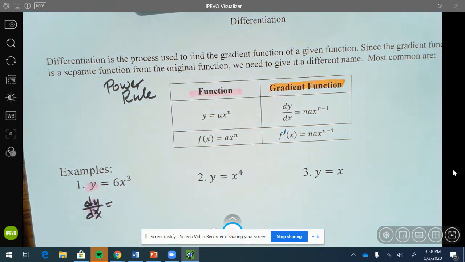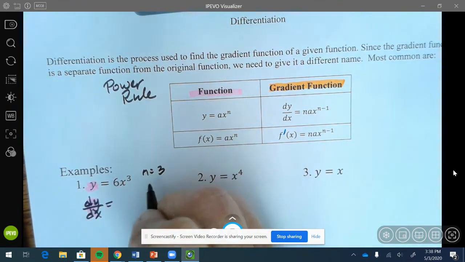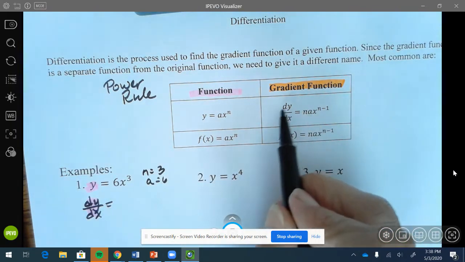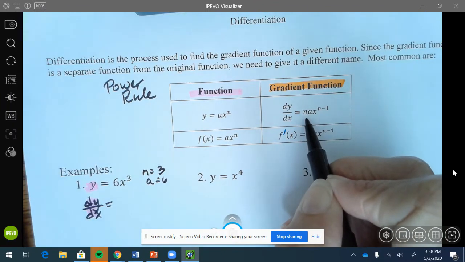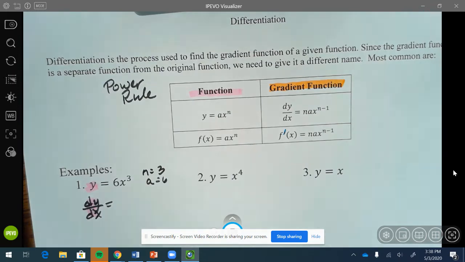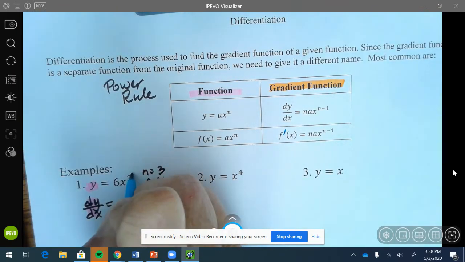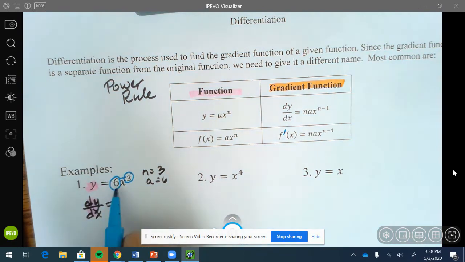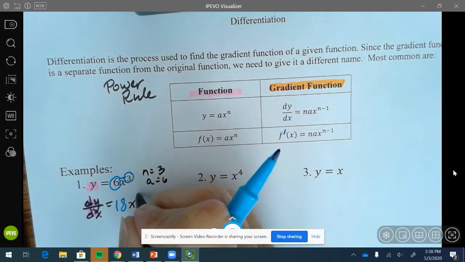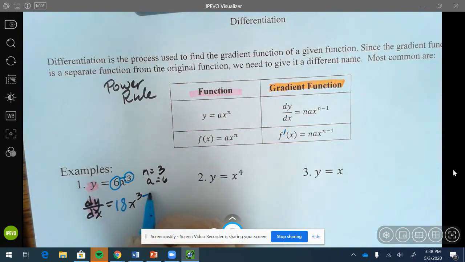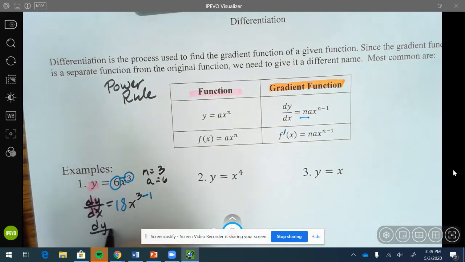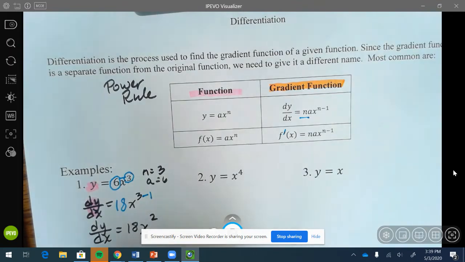Now let's go through this. In this case here, n is equal to 3 and a is equal to 6. If you look at how we're going to write the gradient function, this na means n times a, and then there's also an n up there. So here's how it works. You say n, which is your exponent, times a, which is your coefficient. So 6 times 3 is 18. And then you still have the variable, because the gradient function is a function of the x variable. Original n was 3, but from that it says minus 1. So we did n times a, that's what this says, and then from n, we're going to subtract 1. Now let's just simplify it. So d of y over d of x equals 18x squared. And that is your gradient function.